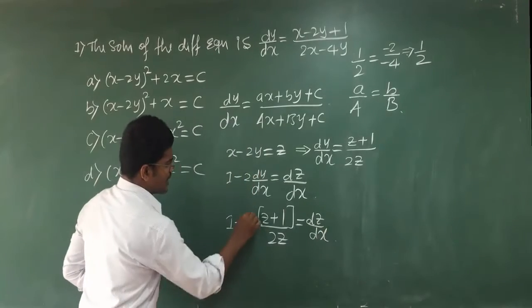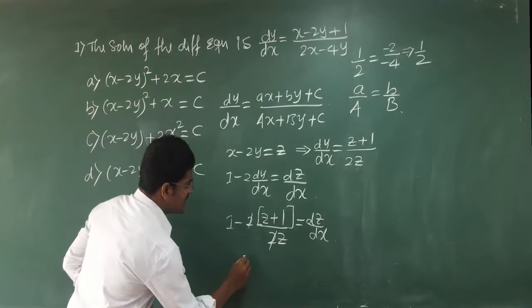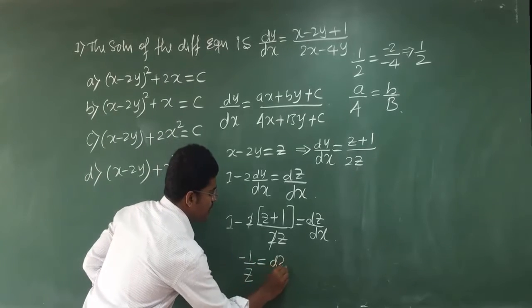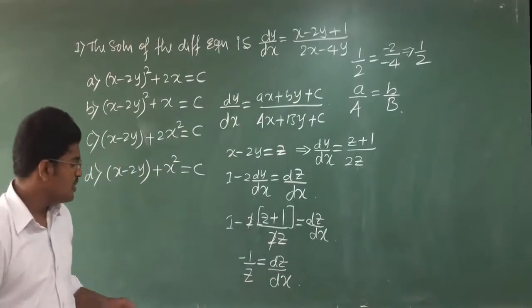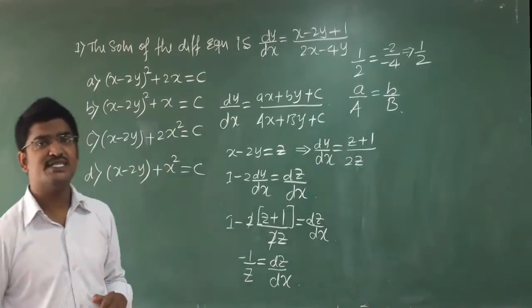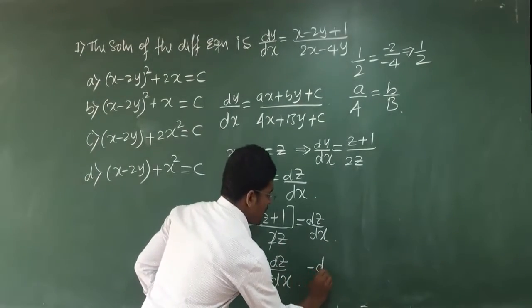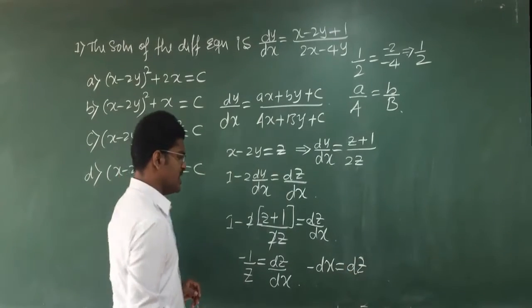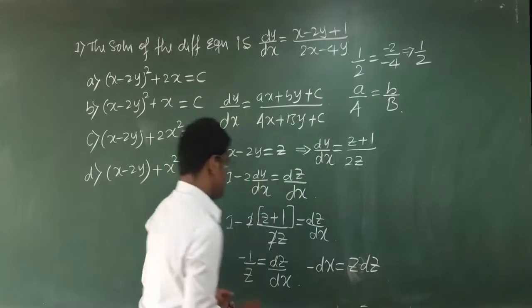So now we can cancel 2 and 2. So z will get cancelled. It will be minus 1 by z equal to dz by dx. This you are going to have. Now clearly it is in the form of variable separable. You separate the variables, it will be minus dx equal to z into dz.